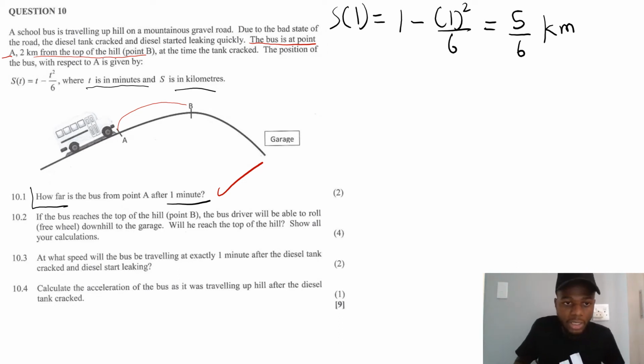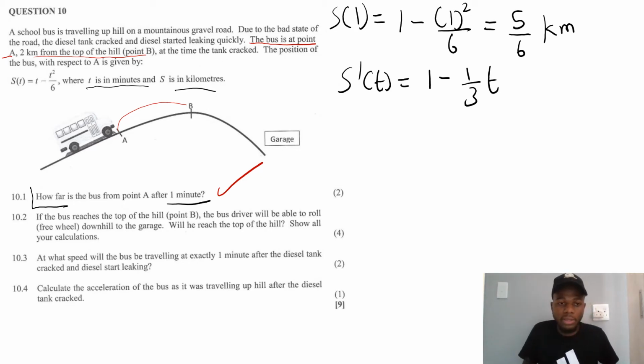Let's start by differentiating this one, because we need to find point B first, which is the turning point. So the derivative is going to be 1 minus 1 over 3 t. I hope you know how to differentiate. This is t squared over 6, so these two multiply, 1 over 6, and then we'll be left with 1 over 3.